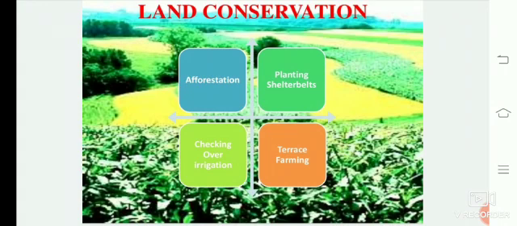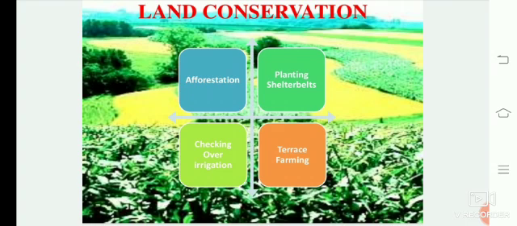That can be afforestation. Afforestation is nothing but planting of trees. When you start planting trees, the roots of all the plants and trees have the capacity to withhold the soil. That is the reason afforestation can be considered a preserving method for land. Then comes planting shelter belts, where you plant small plants as shelter belts in order to maintain the soil and also to fix the soil.